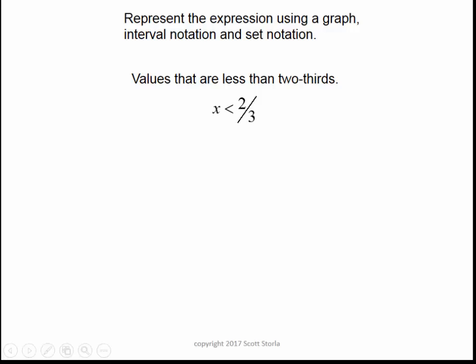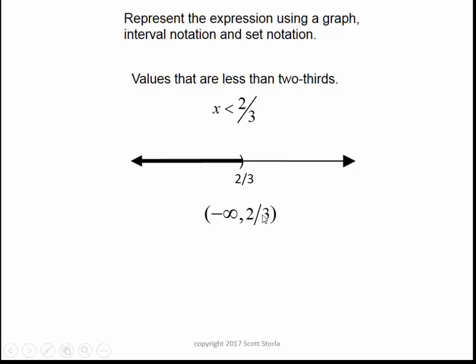Please pause the video and try to represent this set of values using a graph, interval notation, and set notation. Well, here we want to have all the real numbers that are less than 2/3. So as a graph, we would have a parenthesis and then shade to the left. And we would just write 2/3. There's no reason to put a 0 anywhere here every time you draw a number line. Sometimes some students have been told to do that. I'm not sure why. Here it is in interval notation.